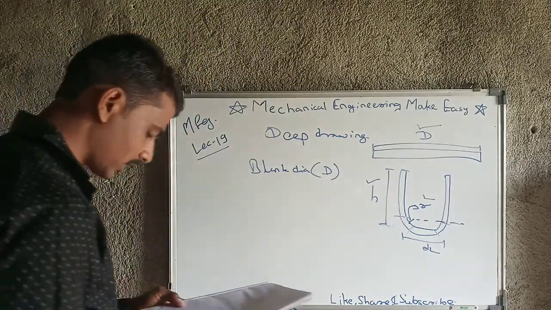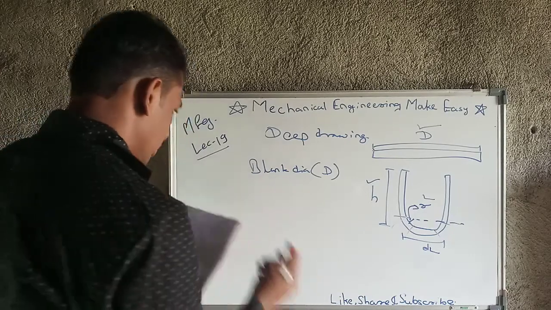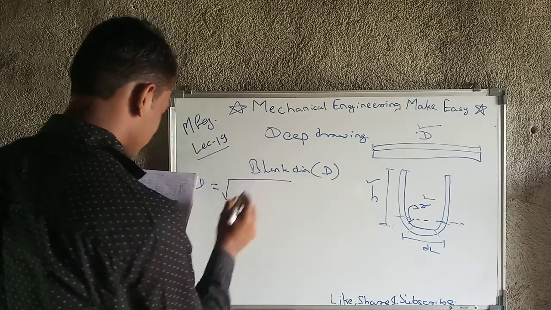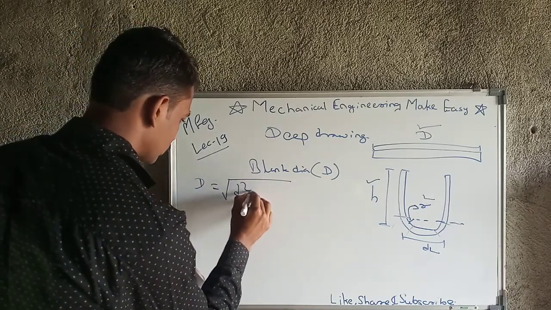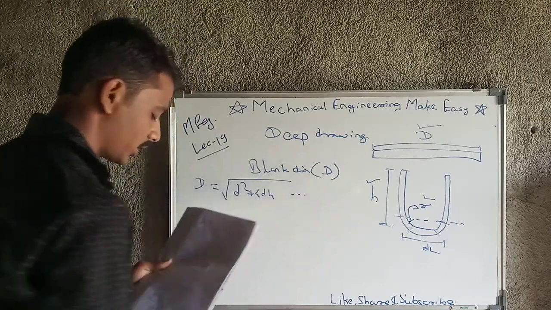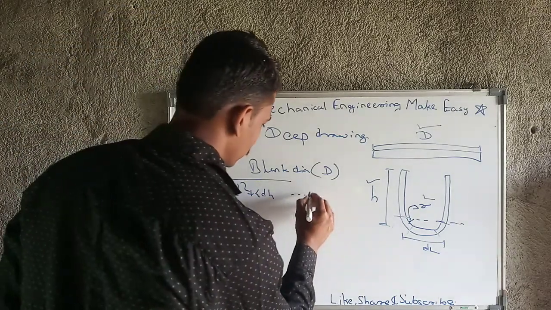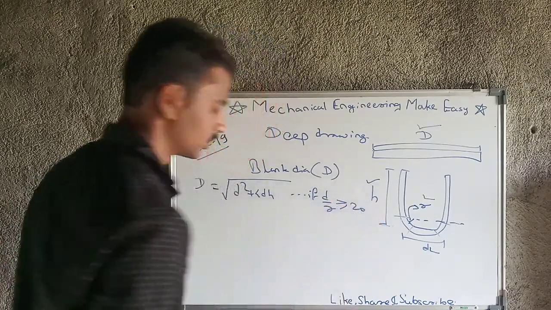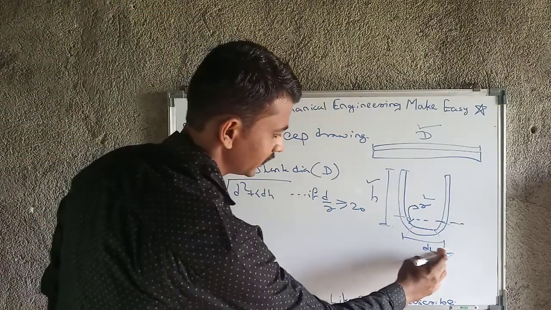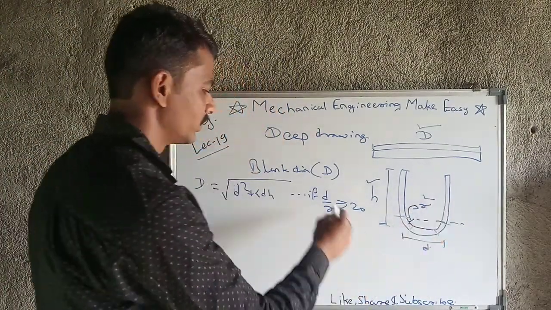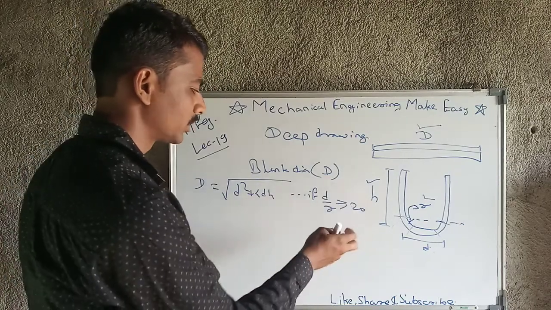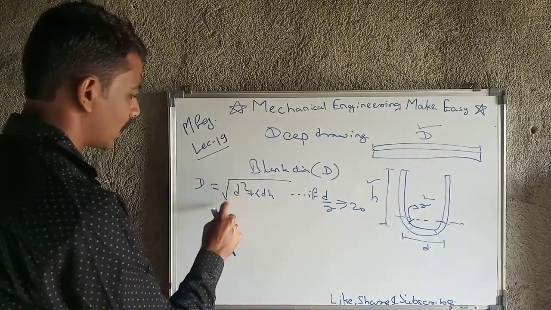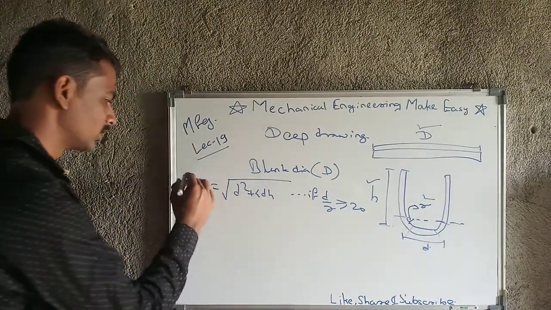So there are 3 to 4 cases that we will discuss here. For the first case, the capital D will be under root of d square plus 4dh, where d by r is greater than or equal to 20. It means the diameter is too large as compared to this radius, so the formula of blank diameter will become under root of d square plus 4dh. This is one case.